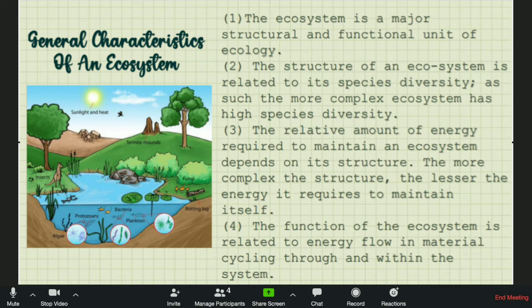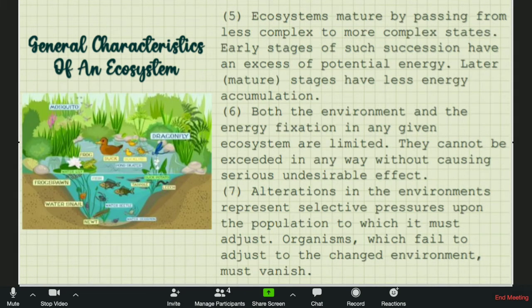Third, the relative amount of energy required to maintain an ecosystem depends on its structure. The more complex the structure, the lesser the energy it requires to maintain itself. Fourth, the function of the ecosystem is related to energy flow and material cycling through and within the system. Fifth, ecosystems mature by passing from less complex to more complex states. Early stages of such succession have an excess of potential energy. Later or mature stages have less energy accumulation.